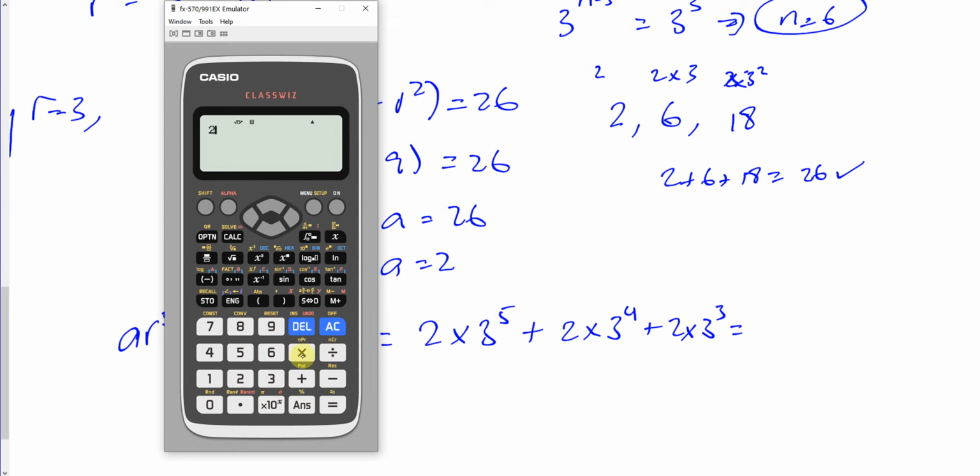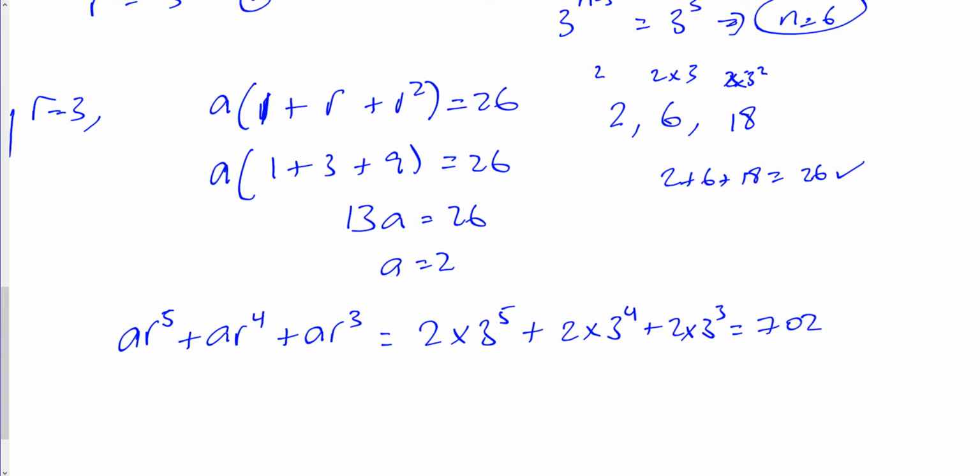2 times 3 to the power of 5, plus 2 times 3 to the power of 4, plus 2 times 3 to the power of 3. Yes, it gives us 702. So 3 actually does work. Okay, and that's one solution.